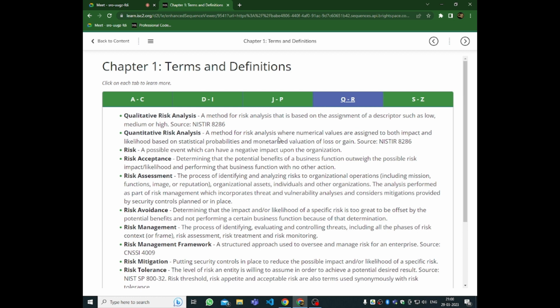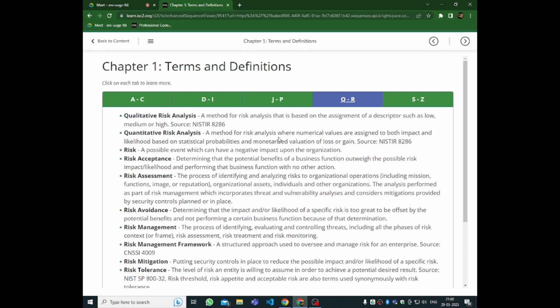Qualitative risk analysis, a method of risk analysis that is based on the assignment of descriptors such as low, medium, or high scores. And the next is quantitative risk analysis, a method of risk analysis where numerical values are assigned to both impact and the likelihood based on statistical probabilities and monetary valuation of loss or gain. And the next is risk, a possible event which can have negative impact upon the organization.